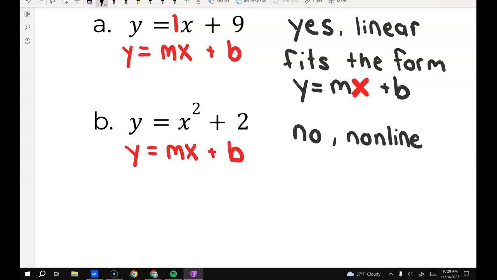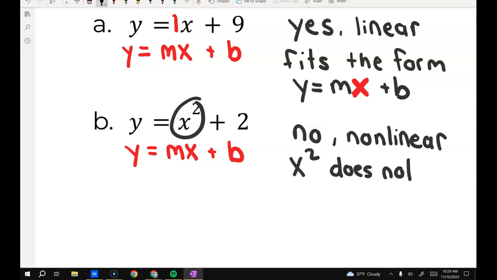And then I'm going to give a specific reason as to why it's nonlinear. What's making this nonlinear is this x squared here. So I'm going to call it out, put it on the spot, and say x squared does not fit the form y equals mx plus b.